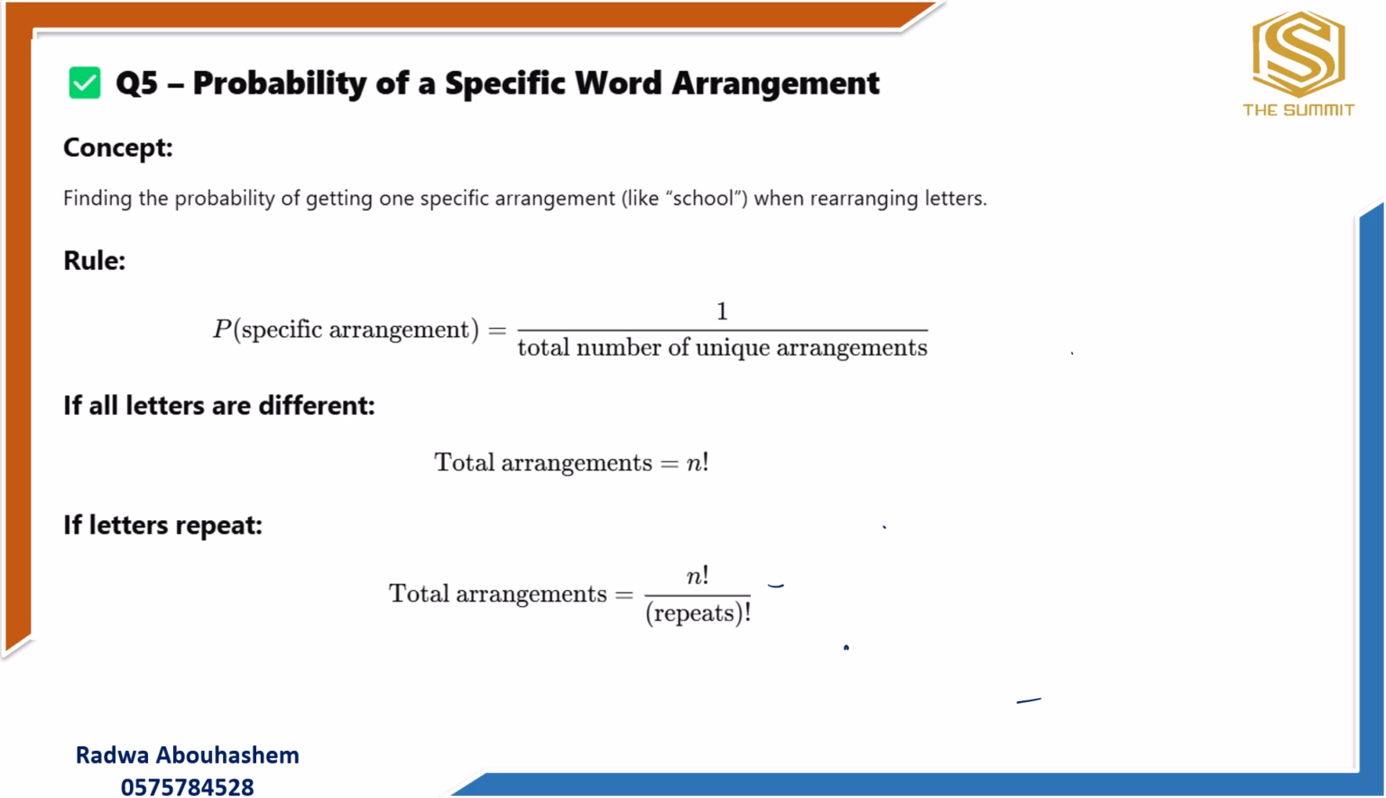Now the word mass. Do you have any repeated letters here? No, it's just 4 letters. So it's 4 factorial. So 4 times 3 times 2 times 1. So it would be 24. So 1 over 24.